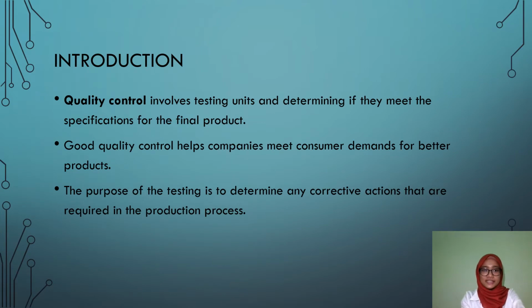First of all, quality control involves testing units and determining if they are within the specification for the final product. Good quality control helps companies meet consumer demands for better products. The purpose of the testing is to determine any corrective actions that are required in the production process. The type of quality control applied in a business is highly dependent on the product or industry, in order to make sure the product is user-friendly and no danger to the customer.